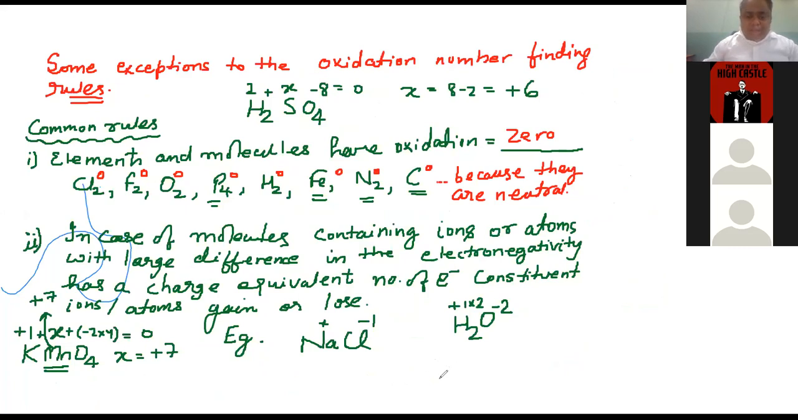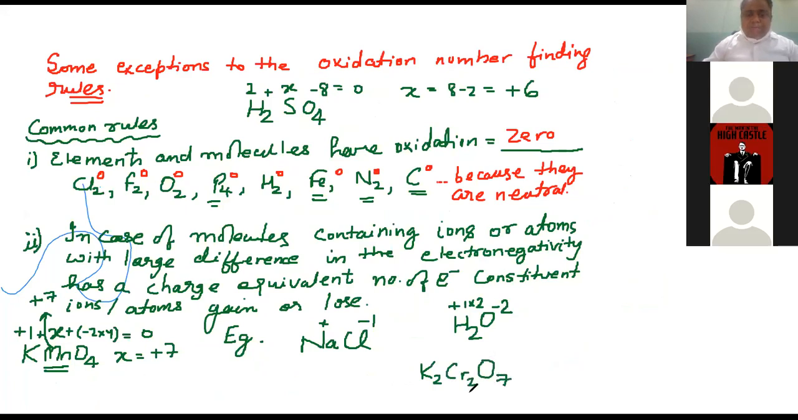Say if we take example of K2Cr2O7, then this will be plus 2, this will be minus 14, and this will be 2x. So we'll add these all together. So this will come out to be 2x minus 12 is equal to 0. So x will be equal to 12 by 2 equal to plus 6.